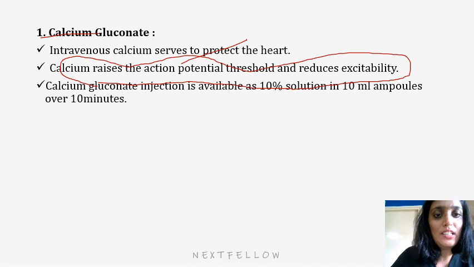As mentioned earlier, calcium gluconate is given as an injection in 10% solution in a 10 ml ampule, IV slow. Remember, you have to give it very slowly, otherwise it will cause bradycardia and cardiac arrest. So the precaution is that it should be given very slowly over a duration of 10 minutes.